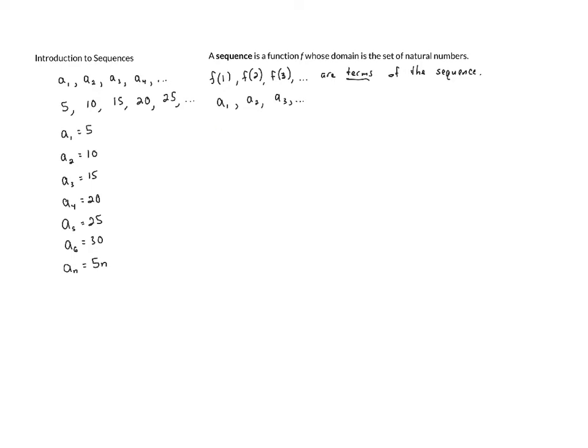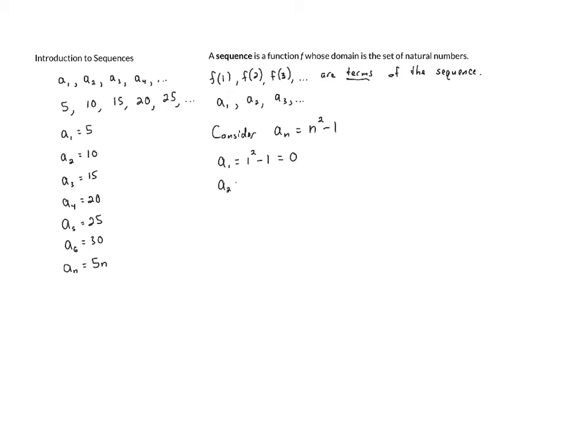I want to start now by looking at a couple of examples of sequences. So first, let's consider a sub n equals n squared minus 1. If we want to figure out the elements, we can use this formula to figure them out. So a sub 1 is going to be 1 squared minus 1. 1 squared is 1, and 1 minus 1 is 0. So the first element here is 0.